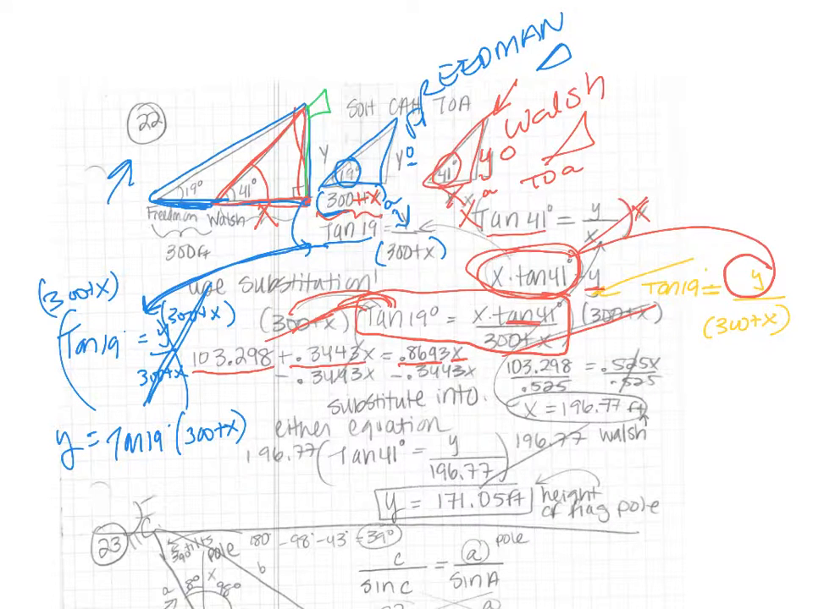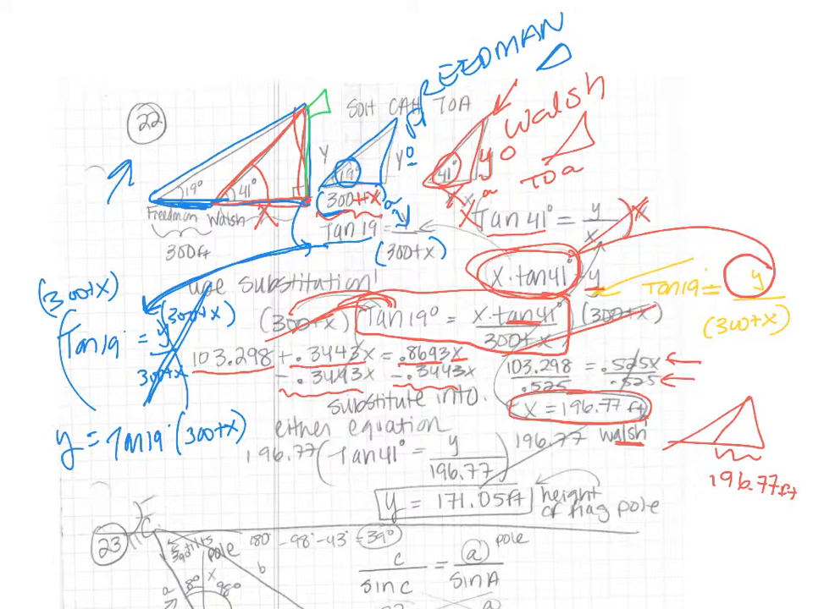You're going to solve for x. So we subtracted 0.3443x from both sides. So on the right, we had 0.525x. We then divided to isolate x. So x, or Walsh's distance from the flagpole, was 196.77 feet.